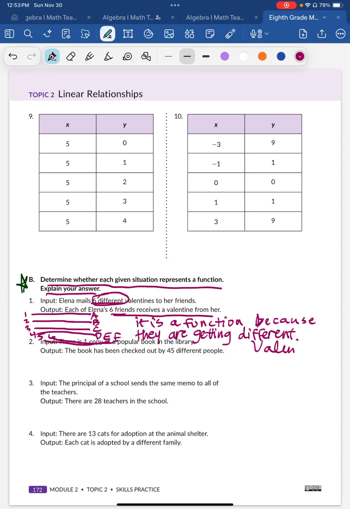Okay, next, I'm gonna erase that. So pause if you need to.